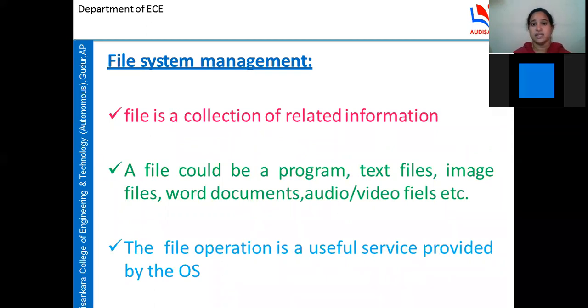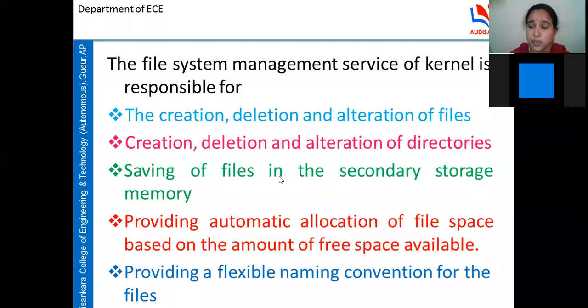Next is file system management. A file is a collection of related information. It may be a text file, it may be an image, or it may be video, audio, or it may be just a Word document, right? So it may also contain some programs. Okay, so the file operation is a useful service provided by the operating system. Why? Because what are the services provided by the operating system related to the file?